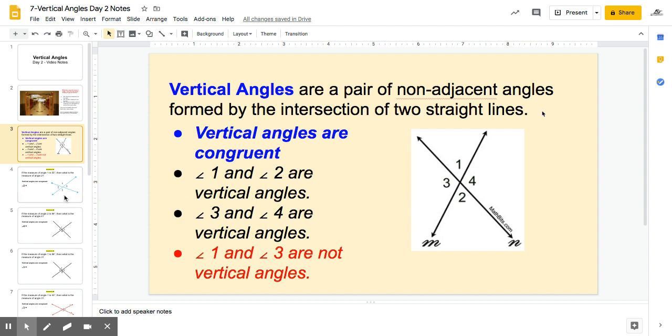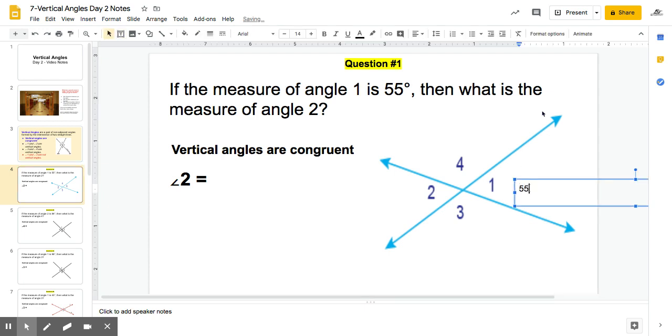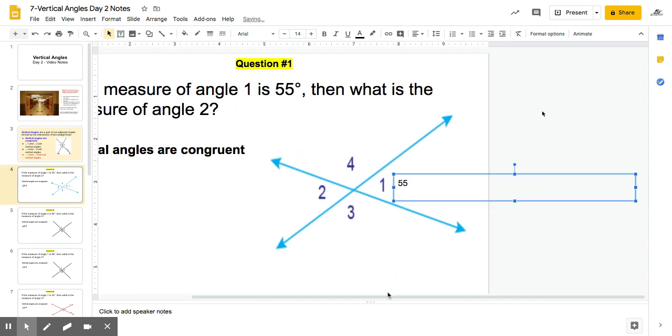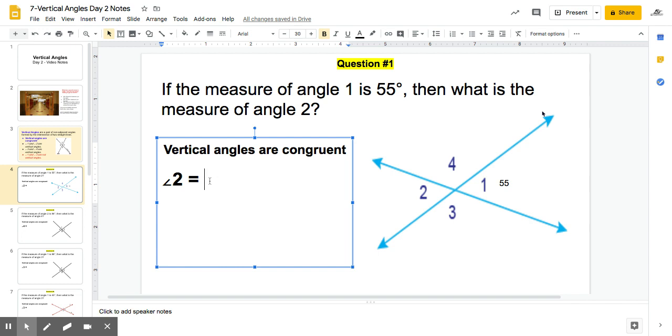All right, so we're going to do a quick review of what we did the other day with solving for vertical angles. So in question 1, it says if the measure of angle 1 is 55 degrees, which is right here, if this angle is 55 degrees, we want to find the measure of angle 2. Well, angle 2 and angle 1 are vertical angles because we have two intersecting lines and they are across from each other, which means they're going to be equal to each other. So if angle 1 is equal to 55 degrees, angle 2 is also going to be equal to 55 degrees.